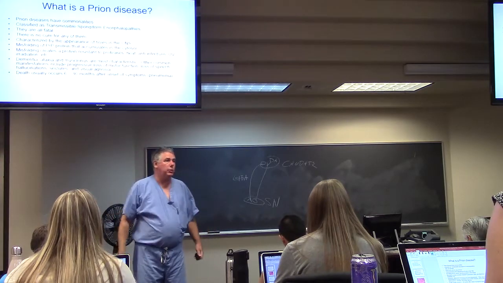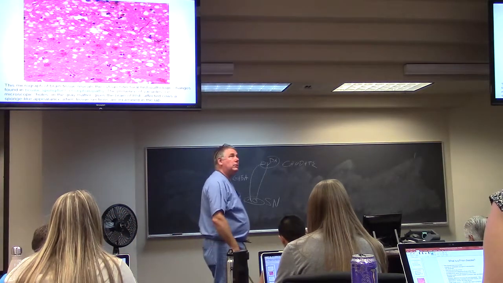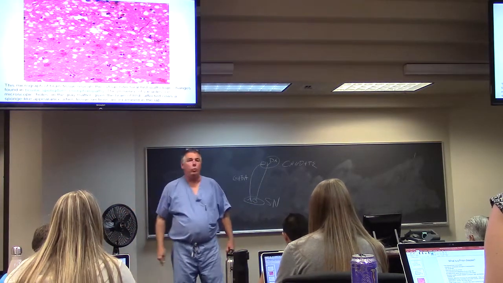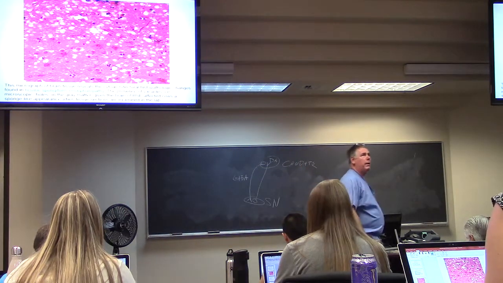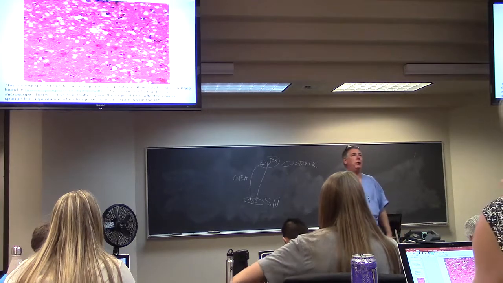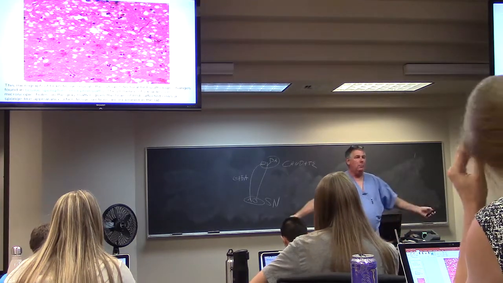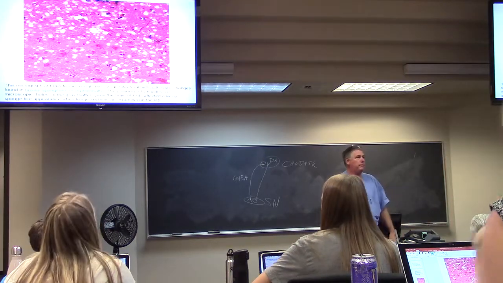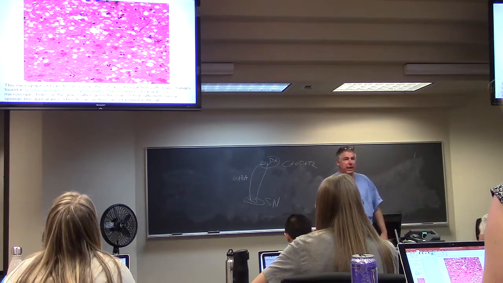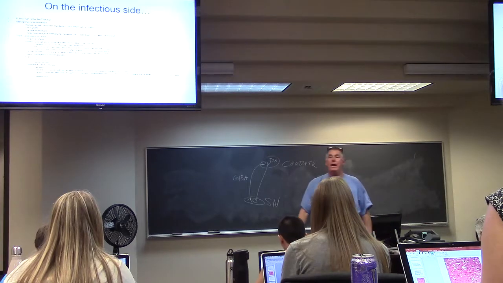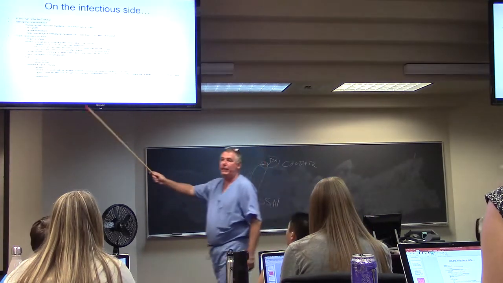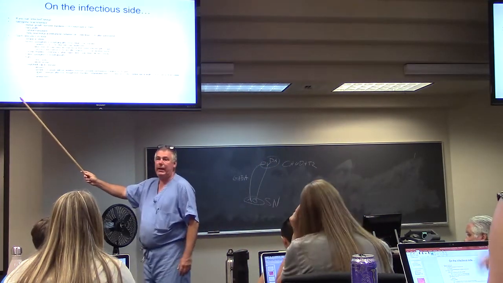Death usually occurs pretty soon. This is what it looks like. You see all these punched out holes in the CNS of a cow. Bovine spongiform encephalopathy is mad cow disease. It looks just like CJD. Okay, so on the infectious side, if you eat infected tissue, you're going to get it. You're going to get CJD.